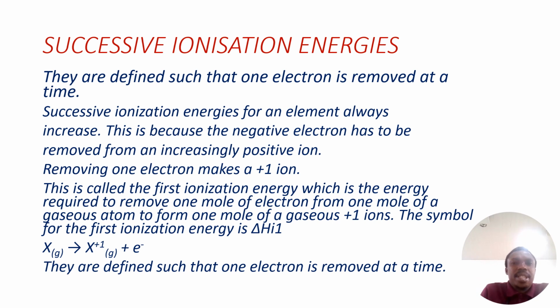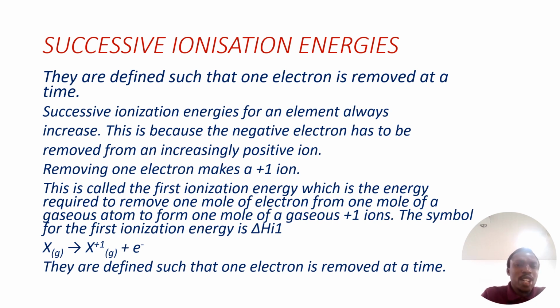So we have what we call successive ionization energies. Successive ionization energies are defined such that one electron is removed at a time. You are removing one electron at a time. So, since you are removing one electron at a time, and there's an attraction between the nucleus and the electrons, successive ionization energies for an element will always increase. Because as you are removing an electron one at a time, what happens? The positive nuclear charge increases. So this is because the negative electron has to be removed from an increasingly positive ion.